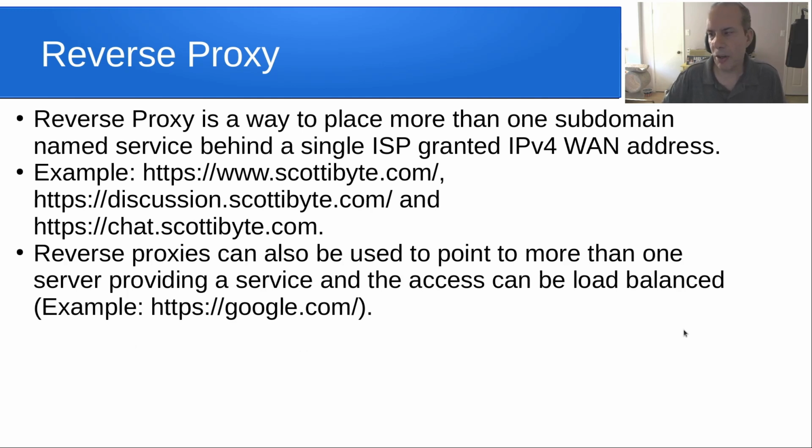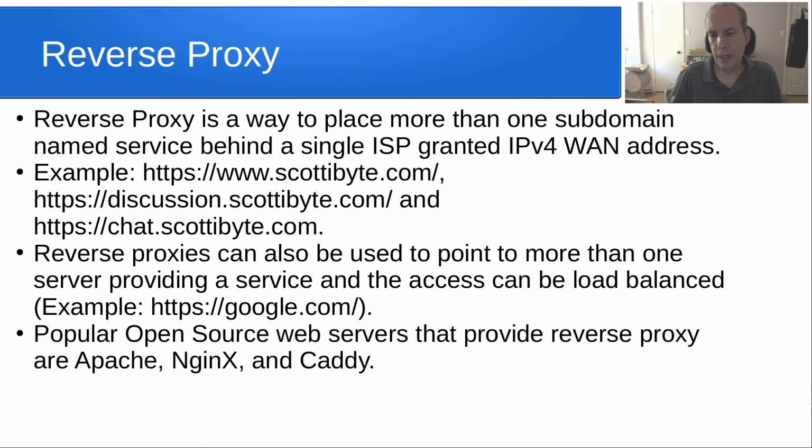Reverse proxies can also be used to point to more than one server providing a service, and the access can be load balanced. For example, when we go to google.com, that's not just one server out there, that's a whole bunch of servers, and they have a load balancer in front of that, and it can translate to many different IP addresses. Popular open source web servers that provide open or reverse proxy are Apache, Nginx, and Caddy.